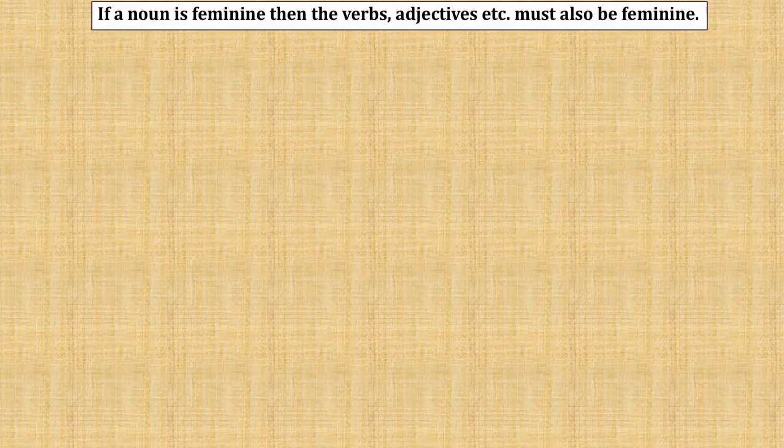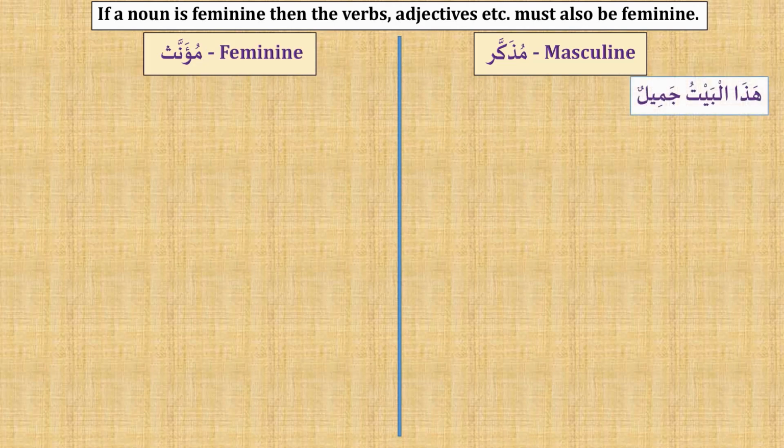Let's give example in the sentence how we use these feminine nouns in the sentence. If a noun is feminine, then the verbs, adjectives, etc. must also be feminine. Example: هذا البيت جميل. This house is beautiful. The noun البيت is masculine. It ends with open ta. Ta مفتوحة, not ta مربوطة, and it is masculine. هذا is also for masculine, means this, and جميل is adjective, means beautiful.